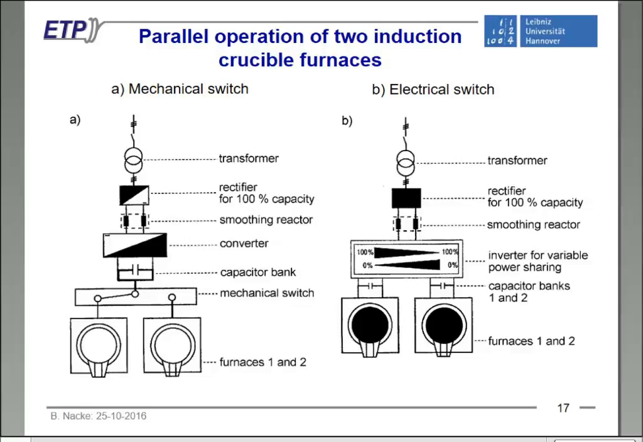This can also be done in modern systems electronically, and not only by switching, so it's also possible to share the power from 0 to 100%, or 50-50 for example. These are very convenient systems today. This parallel operation has the advantage that the customer has to pay only one time for the total power. If he has, for example, two 10 megawatt furnaces, he has to pay only for a connection of 10 megawatt and not 2 times 10 megawatt.